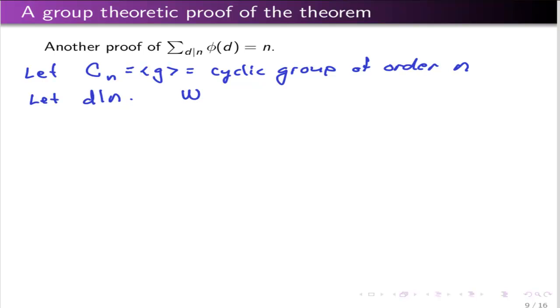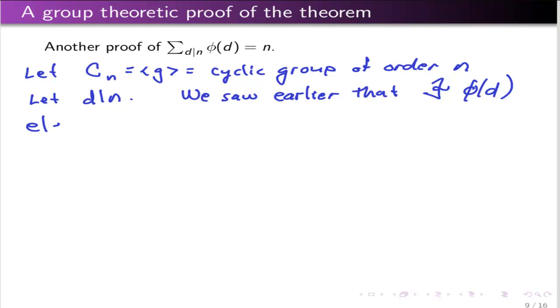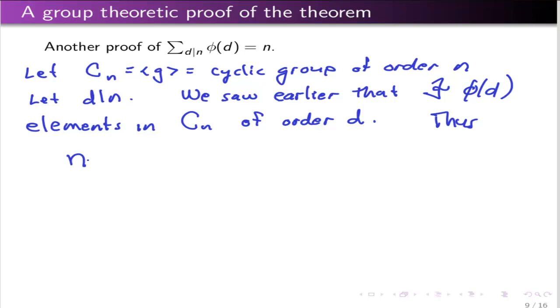Well, we saw this earlier. We saw earlier that there exist phi of d elements in the cyclic group of order d. And every element in that cyclic group has some order which is a divisor of n. And therefore, if we take the number n, we partition the group into the subsets of elements of different orders. So we would have phi of 1, that's the number of elements of order 1, and then phi of d1, phi of d2, we just sum over the different divisors.